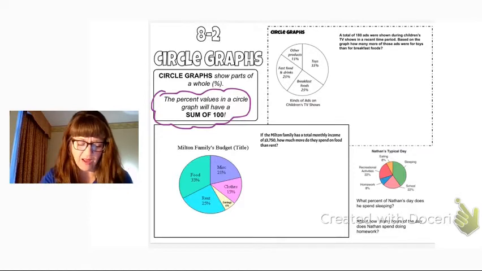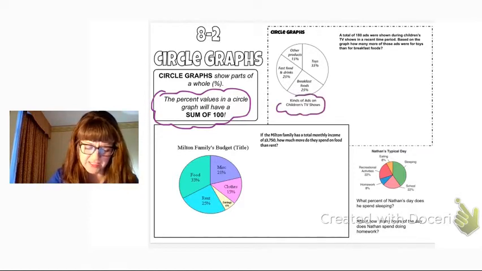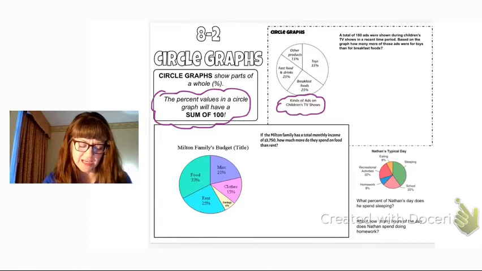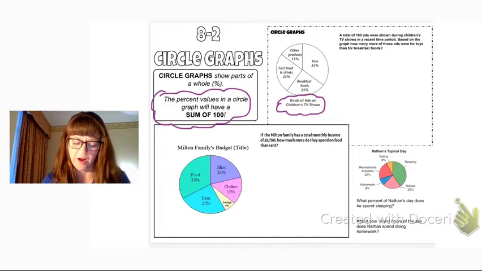In this circle graph, it says kinds of ads on children's TV shows. There's a section that represents ads for toys, breakfast foods, fast food and drinks, and then other products, and we can see how each compares to the other. For example, toys seems to be the most popular ad on children's TV shows. It's taking up a little bit more than 1/4 of the circle. Fast food and drinks and breakfast foods are each taking up a fourth, which means together those are 50%. So it's very easy to look at a circle graph and see how the parts relate to the whole.